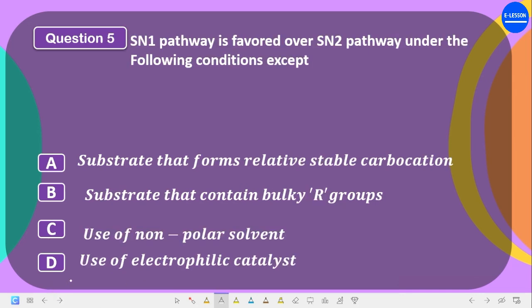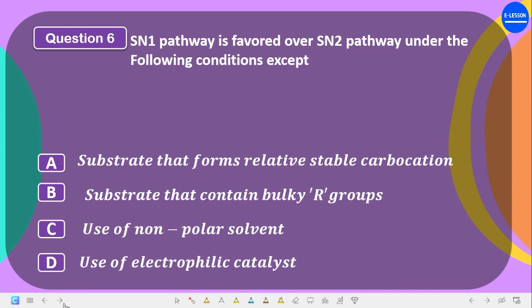The next one says, SN1 pathway is favored over SN2 under the following conditions, except. Use of non-polar solvent favors SN2 rather than SN1. So when they say SN1 pathway is favored over SN2 pathway under the following conditions, except, the correct answer is use of non-polar solvent. The next one, I think, is the same question.